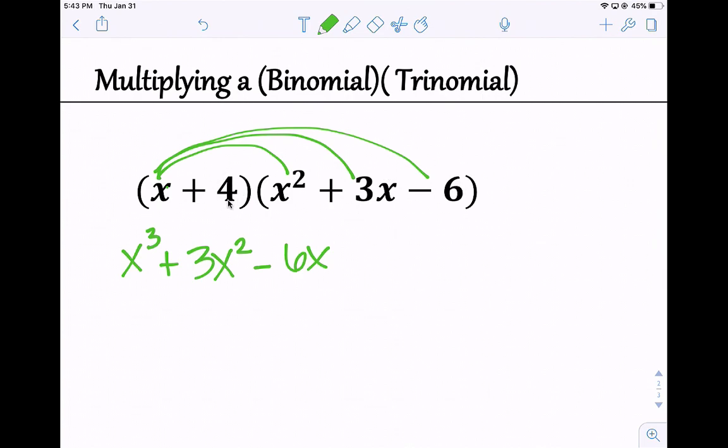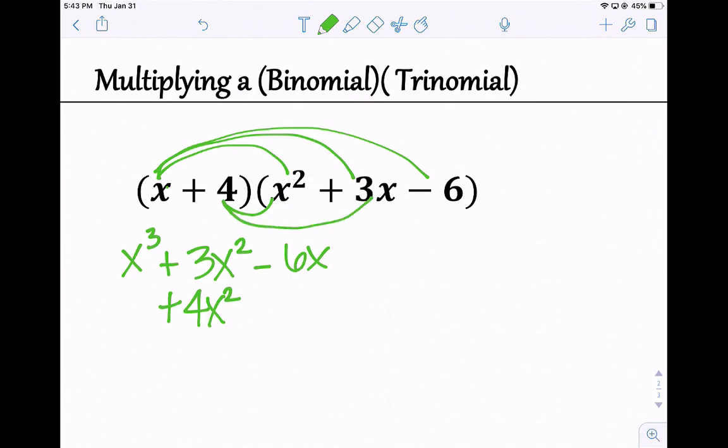Now we distribute 4 to all three pieces. So 4 times x squared is plus 4x squared. So notice where I put that. I lined it up with my other x squared term. I know I'm going to have to combine like terms. And so if I go ahead and line them up, then that works out vertically. I could write it out all horizontally and then combine like terms from there. I just think this is a more visual way to see, like, oh, these are x squareds, these are x squareds, they're going to go together.